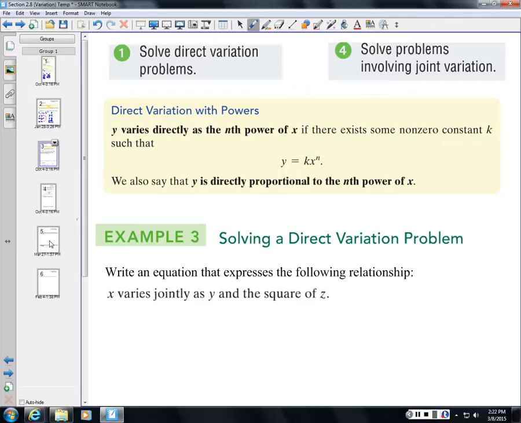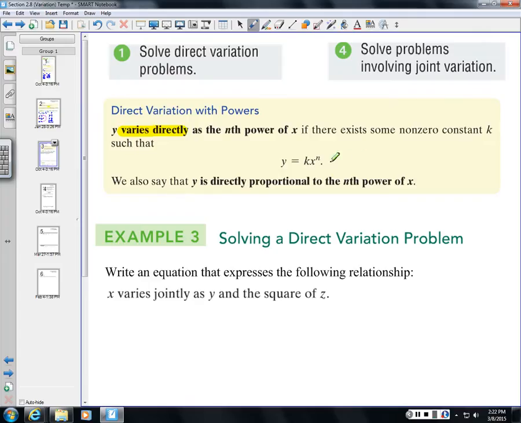But there's going to be 2 that we're going to look at that still fall under the category of direct variation. And the first one is direct variation with powers. And this just means that y still varies directly. So it's still going to be multiplication, k times x. But this is just saying, well, what if your x is not just an x? What if it has a power, if it has an exponent attached to it?